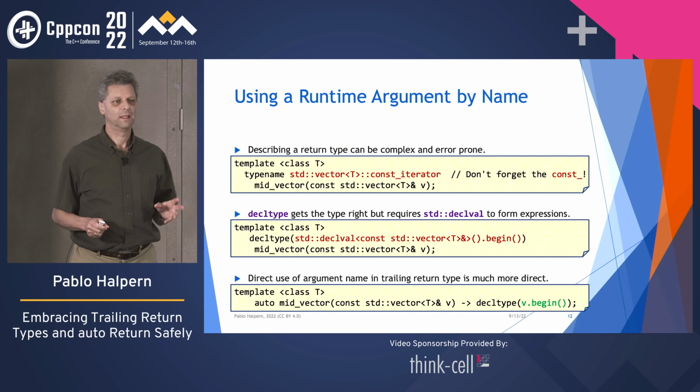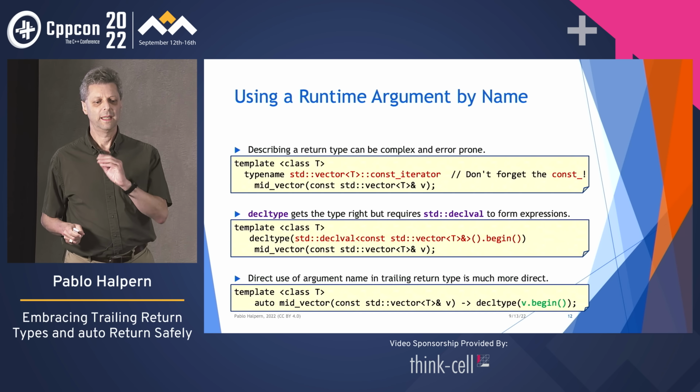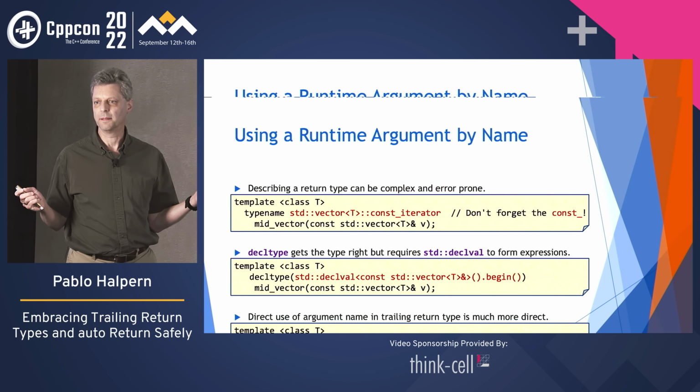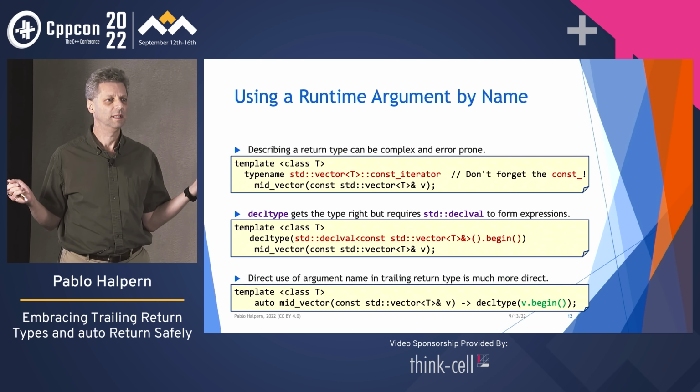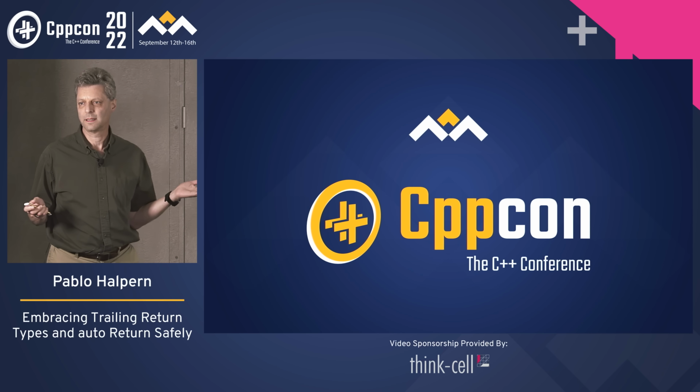Now look at the last example. This is where you really see the benefit of the trailing return type with decltype. We say, give me the type of v.begin(). That's the iterator type, right? That's what we want. Very easy to write, very easy to understand, and very likely to be correct.